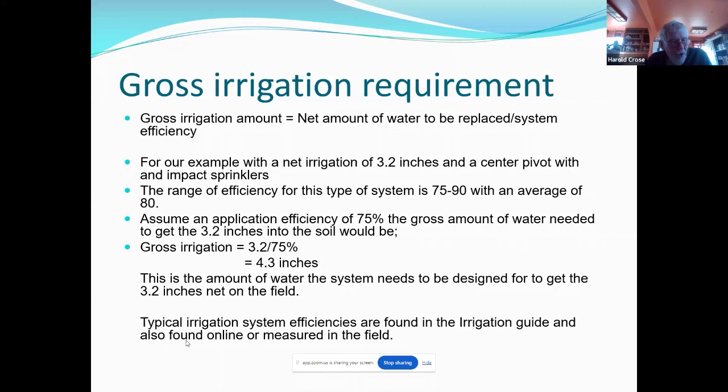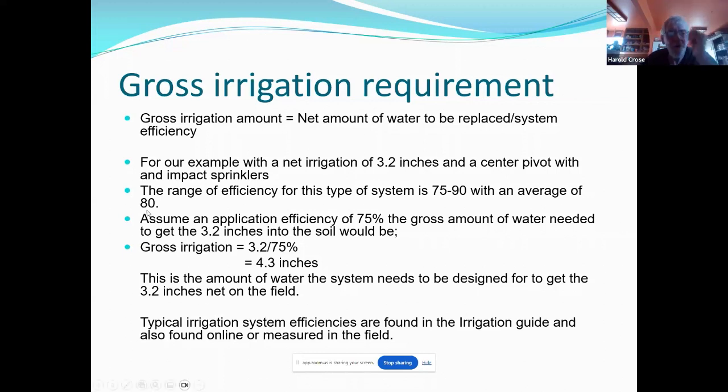You lose tailwater runoff, deep percolation, those types of things happen. So knowing the efficiency of your system is critical. The more efficiently you can apply the water, the less water you have to apply, which ties back to pumping time and energy savings and costs.